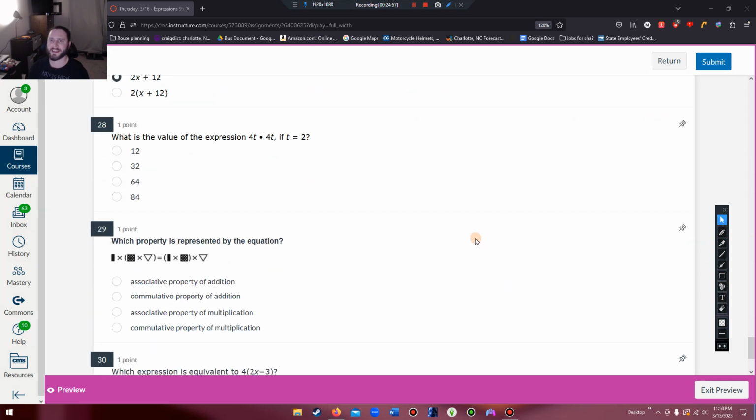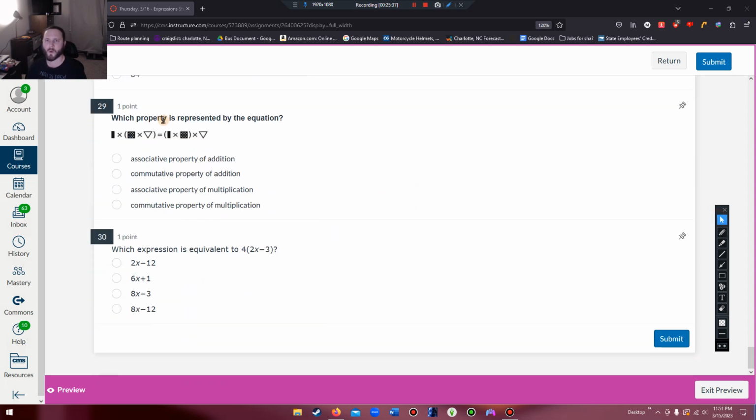For number 28, it is asking what is the expression 4t times 4t if t was replaced with a 2. So replace the t with a 2, we would have a 4 times 2, times 4 times, again, replace the t with a 2. So 4 times 2 would equal 8, times, again, 4 times 2, that would equal 8. 8 times 8 is 64. As long as we had a good grasp on our multiplication facts, we should have been okay on that one.